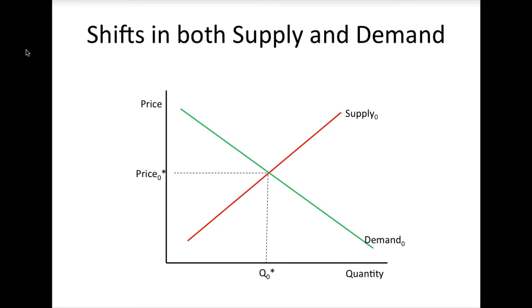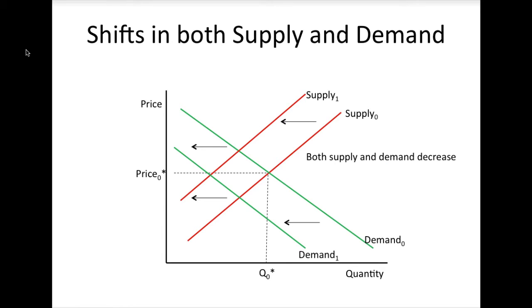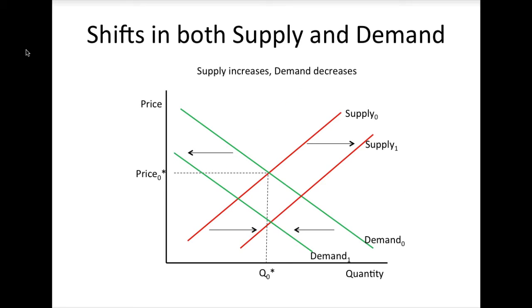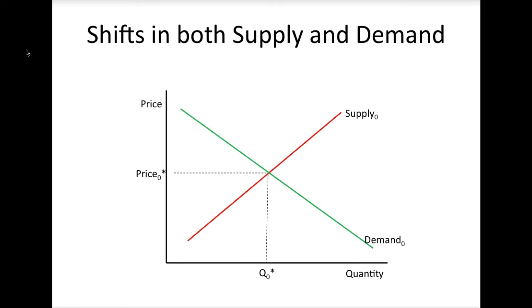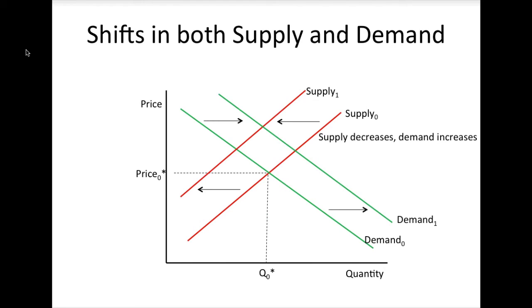Similarly, if both supply and demand decrease, the equilibrium quantity will decrease, but the effect on price is unknown without knowing which curve shifts by more. If supply increases and demand decreases, then the equilibrium price will definitely fall. However, the effect on quantity depends on which curve shifts by more. Finally, if supply decreases and demand increases, then the equilibrium price will rise, but the effect on quantity is unknown.